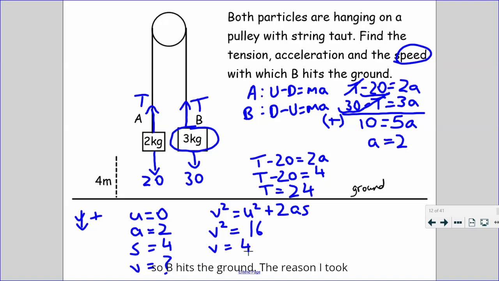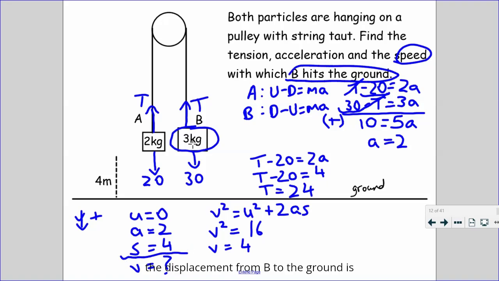Okay, so B hits the ground. The reason I took S as 4 is because the displacement from B to the ground is 4 downwards, and we've taken downwards as positive, right? So S will be positive 4. Anyway, so we've got our velocity, which is 4 m/s. So this is the speed with which B will hit the ground. Okay. Now, once B hits the ground, then we have to consider the second part of the question, which I will just come to.